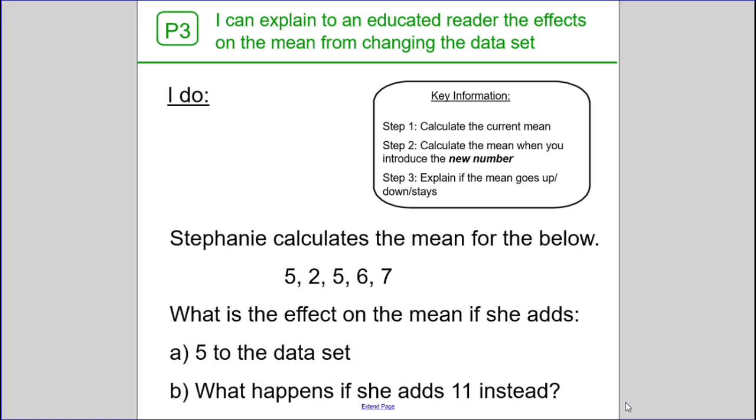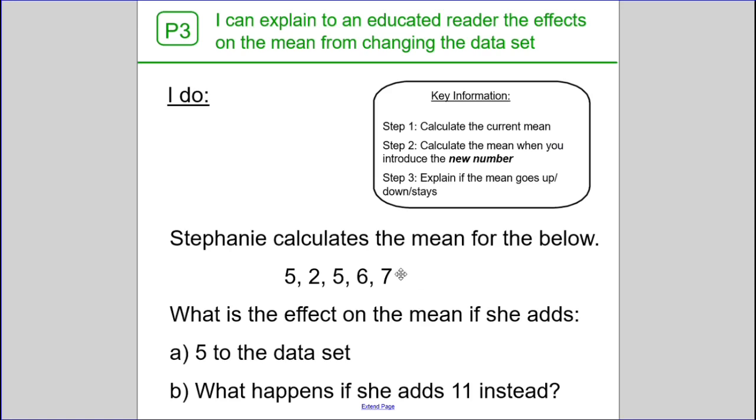Stephanie calculates the mean for the below. 5, 2, 5, 6 and 7 is her current mean for her dataset. What is the effect on the mean if she adds 5 to the dataset, and what happens if she adds 11 instead? Remember, step 1 is to calculate the mean of the current dataset.